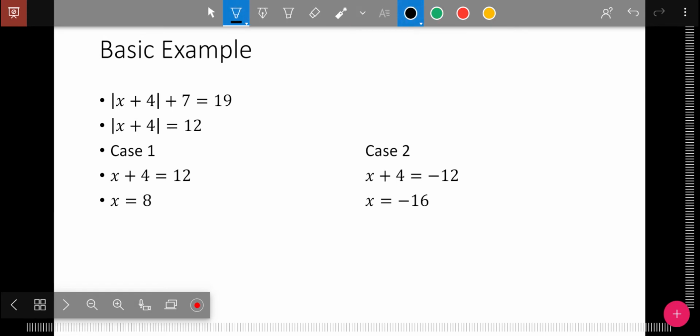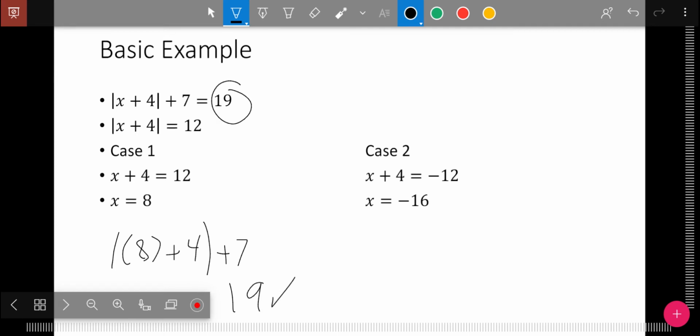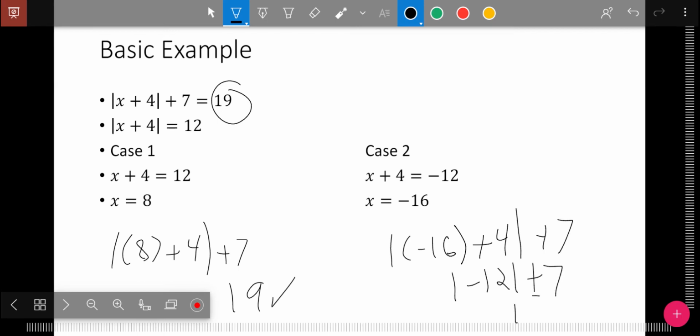Again, I probably should be plugging it back in to check. And so I'll plug it back into the original. The absolute value of 8 plus 4, plus 7, which is 12, plus 7, which is 19. So that checks out. I want it to be 19. All right, over here, negative 16. Negative 16 plus 4, plus 7 is the absolute value of negative 12 plus 7. Well, that's just 19. The absolute value of negative 12 is positive 12, so it checks out.